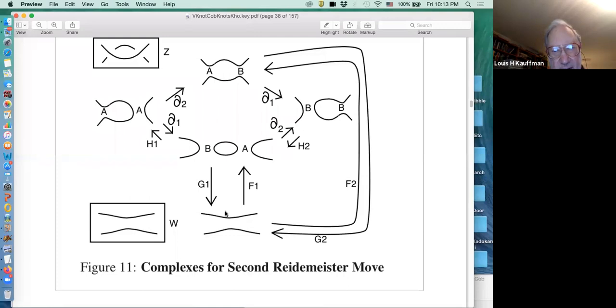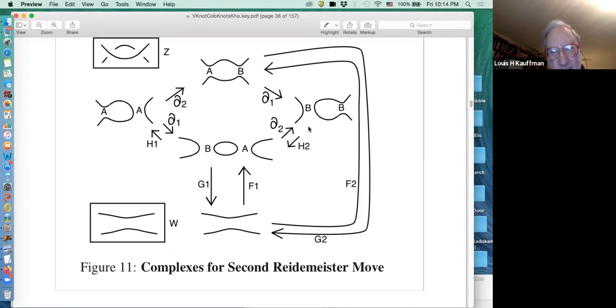On the other hand, if you were to start here, go through G1 and come back on F1, you have a non-trivial mapping on the lower part of this complex. And that's the part that we wanted to analyze. We wanted to show that this one is chain homotopic to the identity.